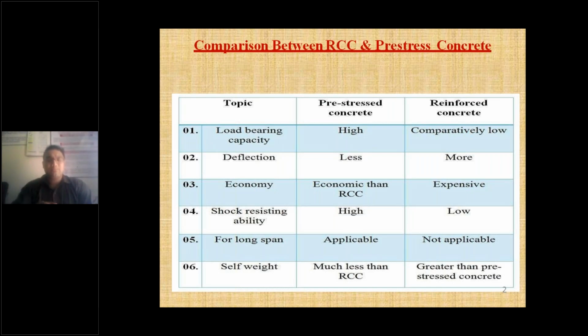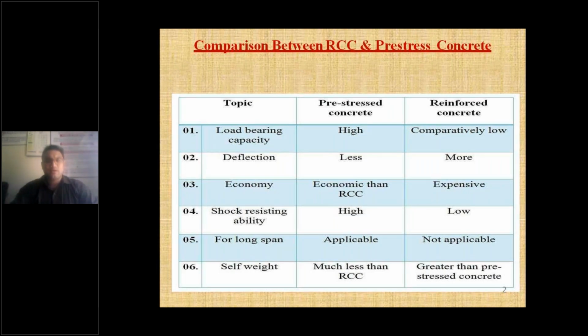If you compare prestressed concrete and reinforced concrete, you can find the difference very clearly. Let's first see the load bearing capacity. Prestressed concrete will have more load bearing capacity compared with reinforced concrete structures. That is the first one. The second one is deflection. As you are making the member camber, making it hog instead of bend, the member will have very little deflection compared with reinforced concrete. And the third one is economy.